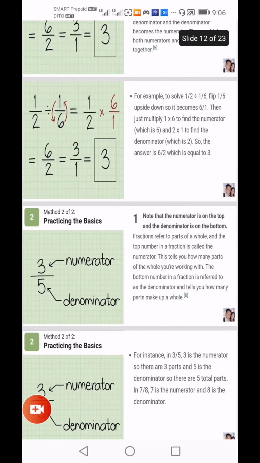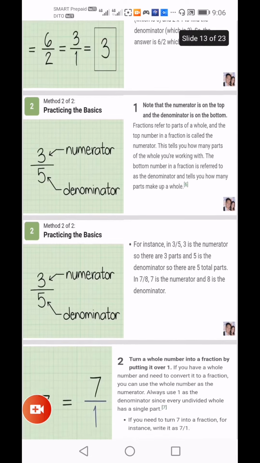For example, to solve 1 over 2 divided by 1 over 6, flip 1 over 6 upside down so it becomes 6 over 1. Then just multiply 1 times 6 to find the numerator, which is 6, and 2 times 1 to find the denominator, which is 2. So the answer is 6 over 2, which is equal to 3.